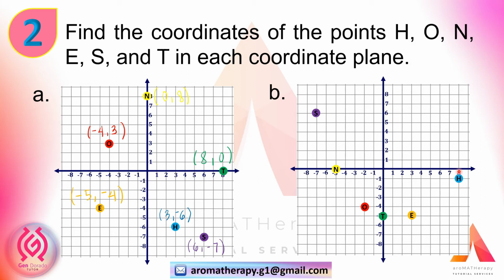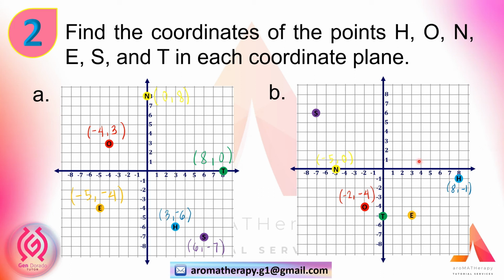Point H. 8, negative 1. Ayan siya, o, sa ilalim ng 0. So, 8, negative 1. Point O. Negative 2, negative 4. Next, point N. Negative 5, 0. Ayan no, si negative 5 after ng negative 4. Negative 5, 0. Next, letter E.